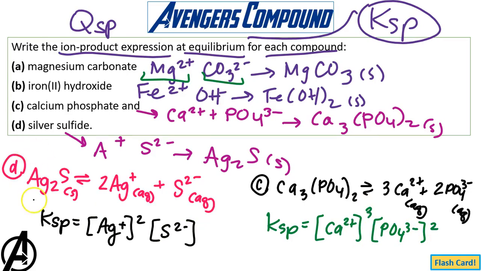And finally, for letter D, we have Ag2S, which is going to be a solid, in equilibrium to form 2 Ag+ and S2-. The Ksp expression for this is therefore going to be Ag+ raised to a power of 2, and then of course S2-. Okay, folks? So you want to make sure that you're able to write out these expressions because you have to use these when we get into calculations.